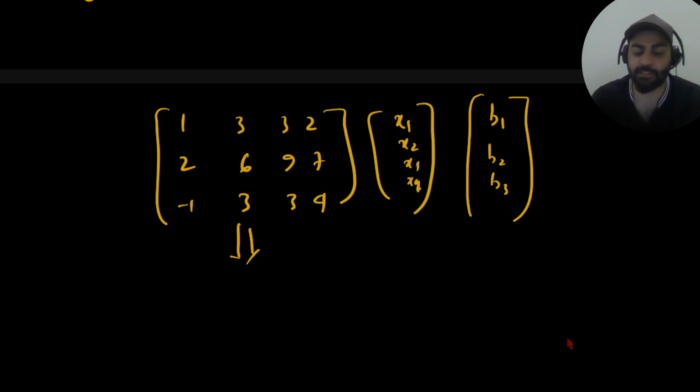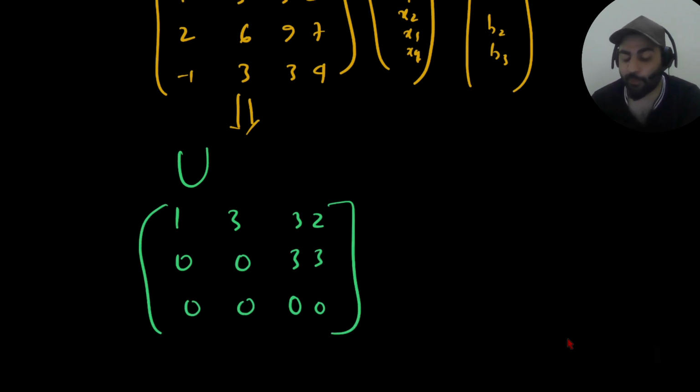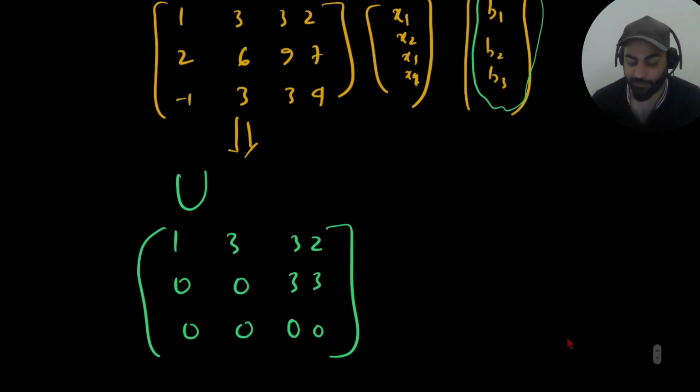This is the equation. The first thing we want to do is get into echelon form. You know what the echelon form is; we got that echelon form previously. That echelon form was 1, 3, 3, 2, 0, 0, 3, 3, 0, 0, 0, 0. But we have to perform the same operations on b1 as well, so we have to change that b1.